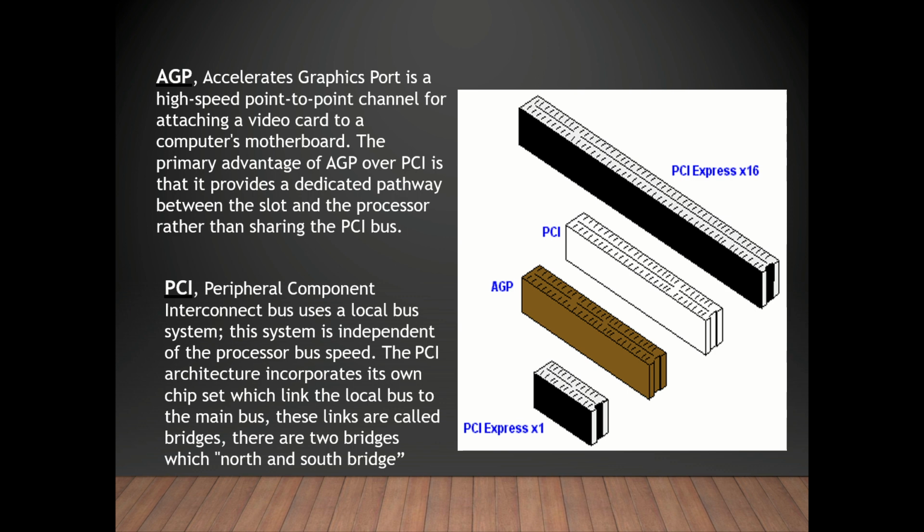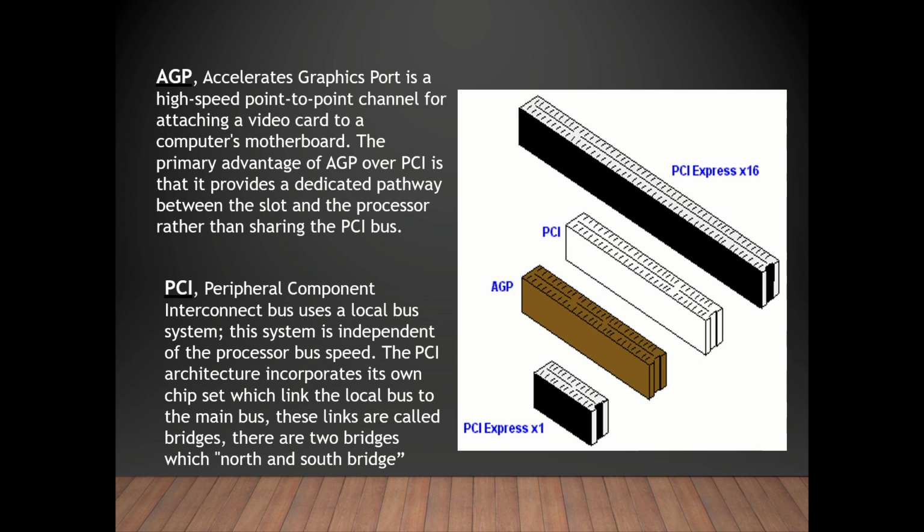Myself Yash Bhalia. I will explain about other types of slots and chipsets. First is AGP, which stands for Accelerated Graphics Port. It is a high-speed point-to-point channel for attaching a video card to a computer's motherboard. It was developed as an improvement over PCI as it provides a dedicated pathway between the slot and the processor rather than sharing the PCI bus.